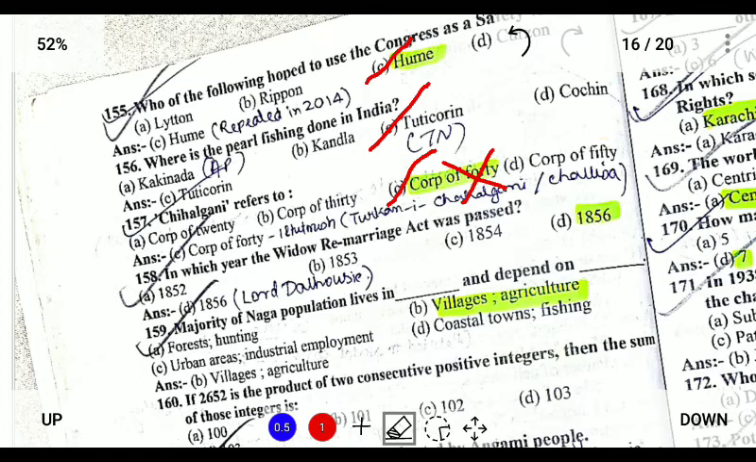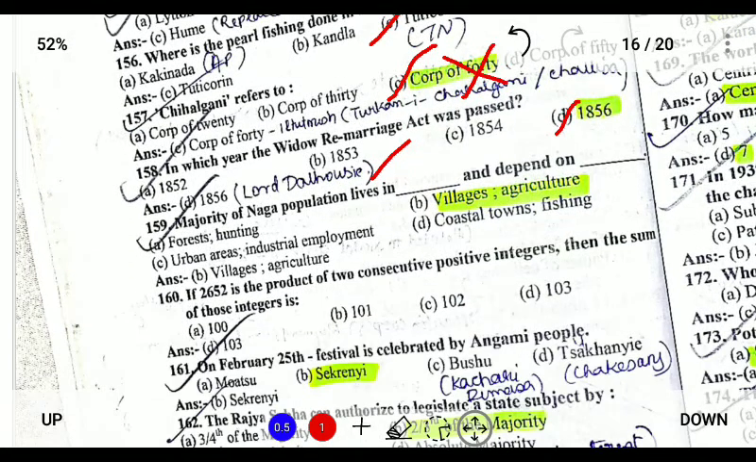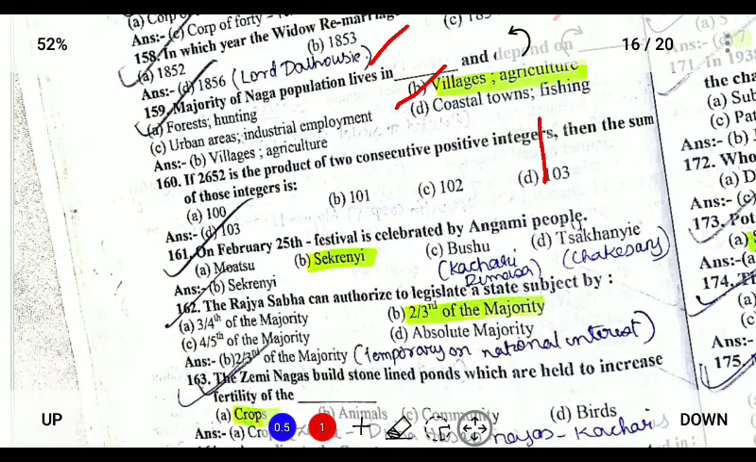Next, in which year was the Widow Remarriage Act passed? 1856, under the Governor Generalship of Lord Dalhousie. The majority of the Naga population lives in villages and depends on agriculture. Next, the festival celebrated on December 25th by the Angami people is Sekrenyi. Moatsu is celebrated by the Aos, Bishu is celebrated by the Kacharis, and Zukanyu is celebrated by the Chakhesang.